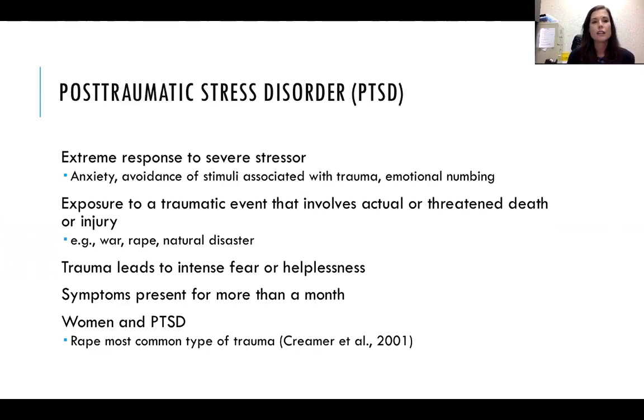So some of the symptoms that they experience are anxiety, avoidance of stimuli associated with the trauma, and emotional numbing. And exposure to a traumatic event that involves actual or threatened death or injury, as mentioned before. So, for example, they might have been in war, they may have been raped, they may have experienced a natural disaster. And trauma leads to intense fear or helplessness, and the symptoms are present for more than a month. And for women, rape is the most common type of trauma.